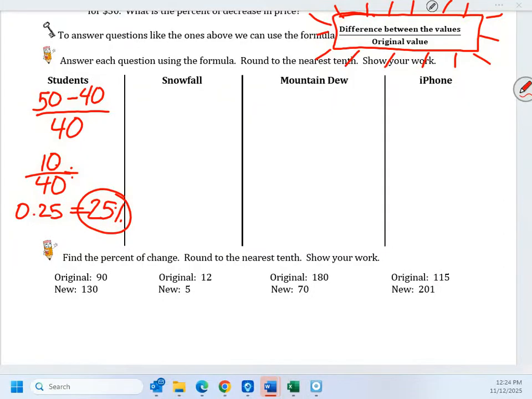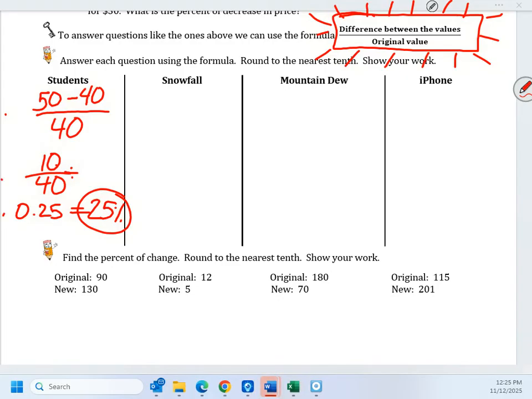Now, as I've been saying for previous objectives, we are showing our work. You are writing your calculations out, not just putting it into your calculator saying, oh, well, I can do 50 minus 40 in my head and then divide. No, we're not doing it all mental math. You write down your calculations and then you put it into your calculator. But you have to write down your calculations that you're doing.